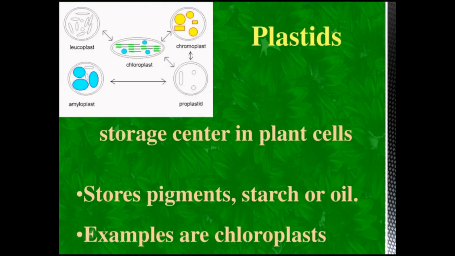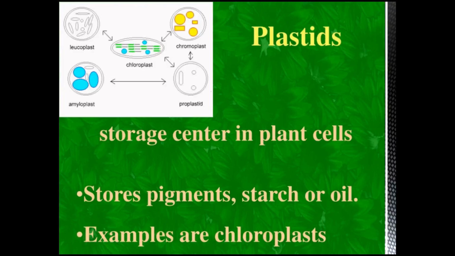Plastids are double membrane bound organelles found in plants and some algae. They are responsible for preparation and storage of food. There are three types of plastid. One is chloroplast. Next one is chromoplast. Another one is leucoplast. Okay?